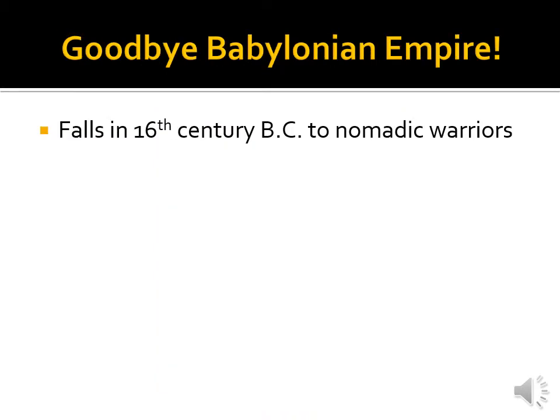So what happens to the Babylonian Empire? Well, it was effectively a replacement civilization, and they end up collapsing in the 16th century BC to nomadic warriors. And during the next 700 years, the Fertile Crescent breaks into small kingdoms as new people move into the region.